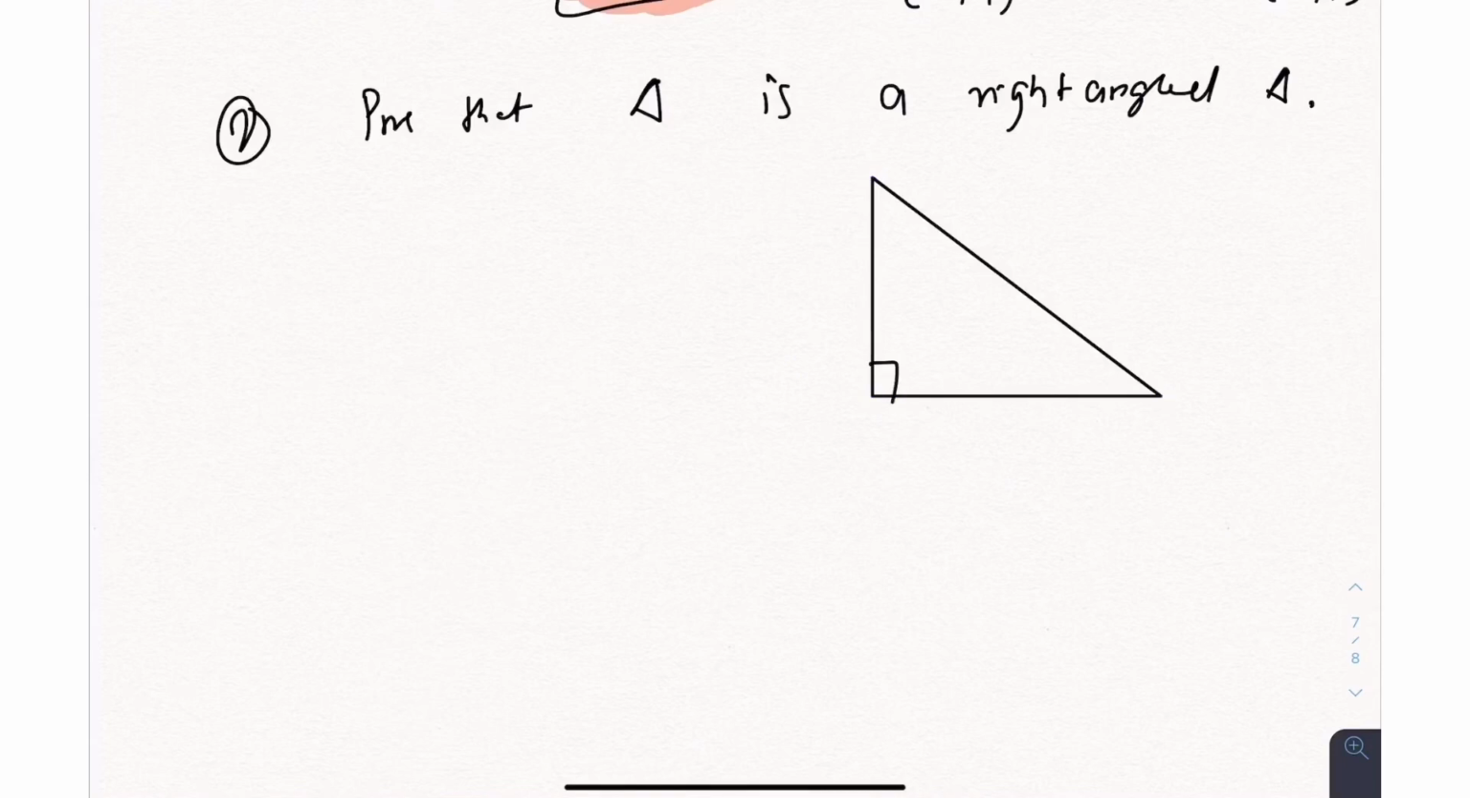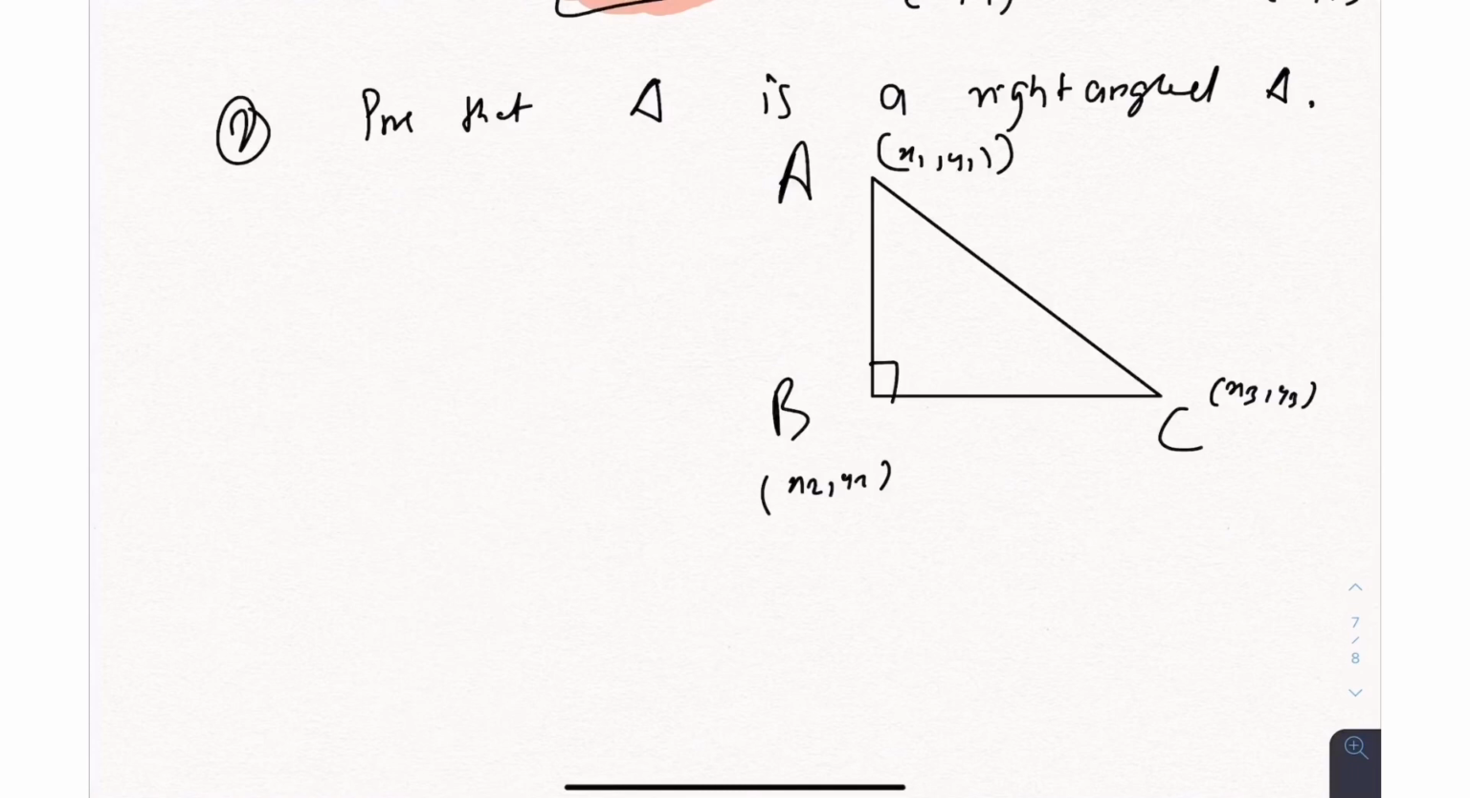So suppose it's a triangle ABC. ABC is a right angle triangle, but we have to prove it. Again, what will be the case? They will be giving you some coordinates like x1, y1, x2, y2, and x3, y3. Obviously, three coordinates of the vertices will be given, and you have to prove that the triangle is an isosceles.